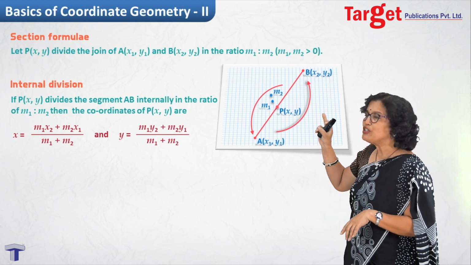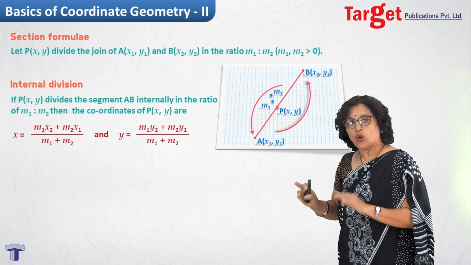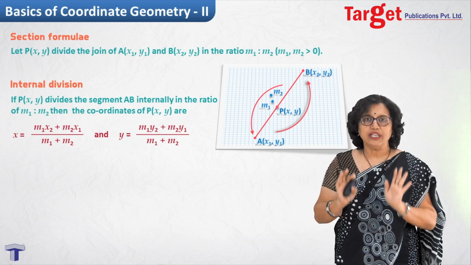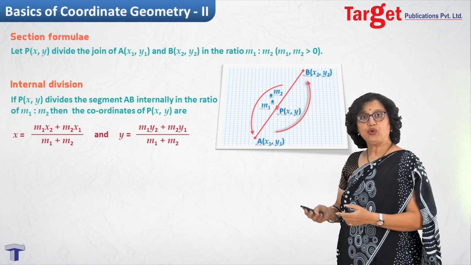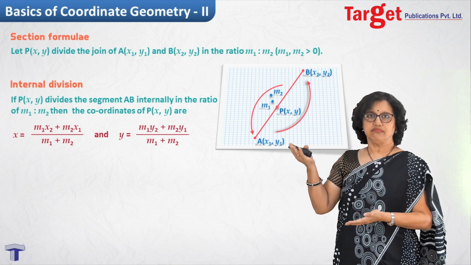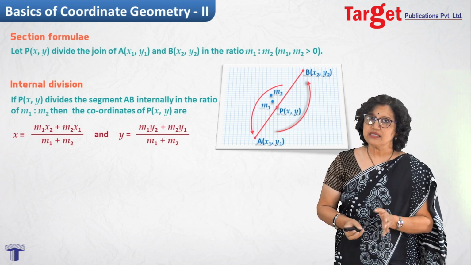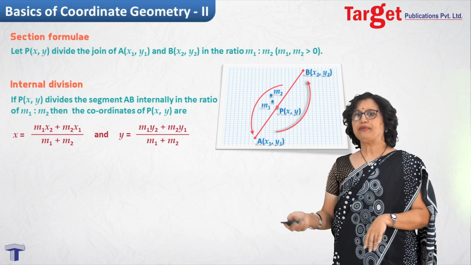Now, please do not remember this formula as only giving you the coordinates of point P. It could be the other way also. Point P is known to you, B is known to you, and you are asked to find point A or maybe point B. So realize this, the way you wish, you can use this formula.